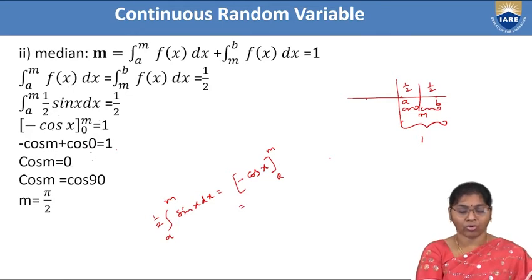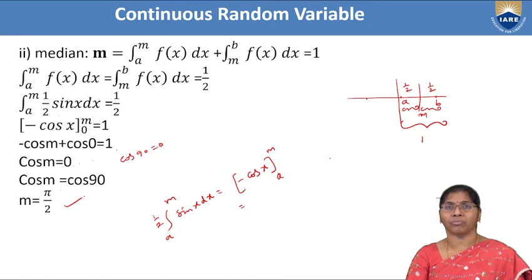Here cos m equal to 0. Why are we considering this? Because cos 0 value is 1, and 1 minus 1 is 0. So cos m value equal to 0. Then cos m equal to 0 means cos 90, since cos 90 value is 0. I am substituting that value, we get cos m equal to cos 90, that is m equal to 90. 90 is nothing but pi by 2.